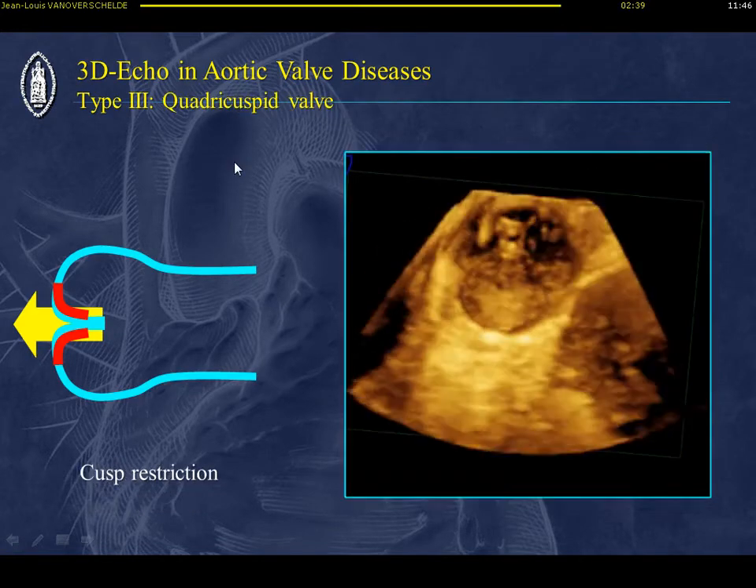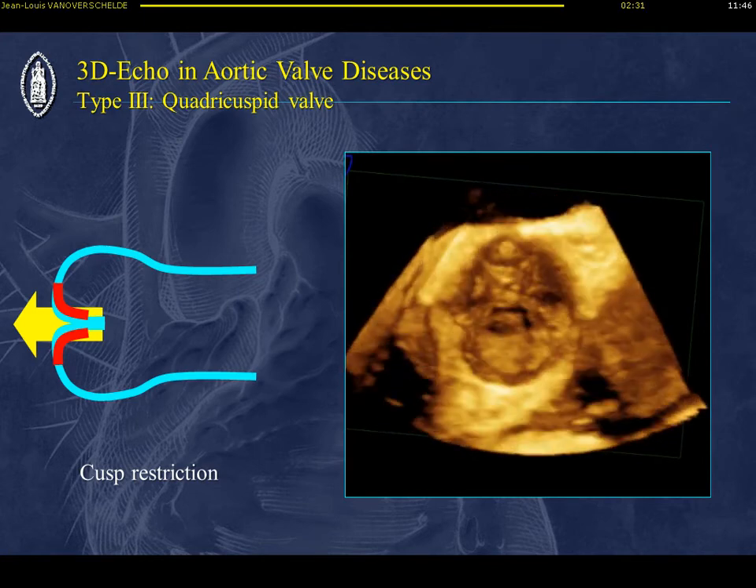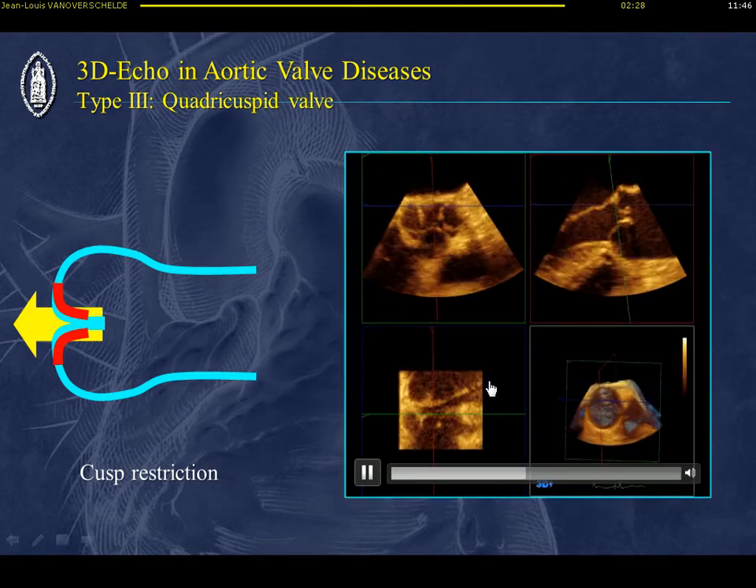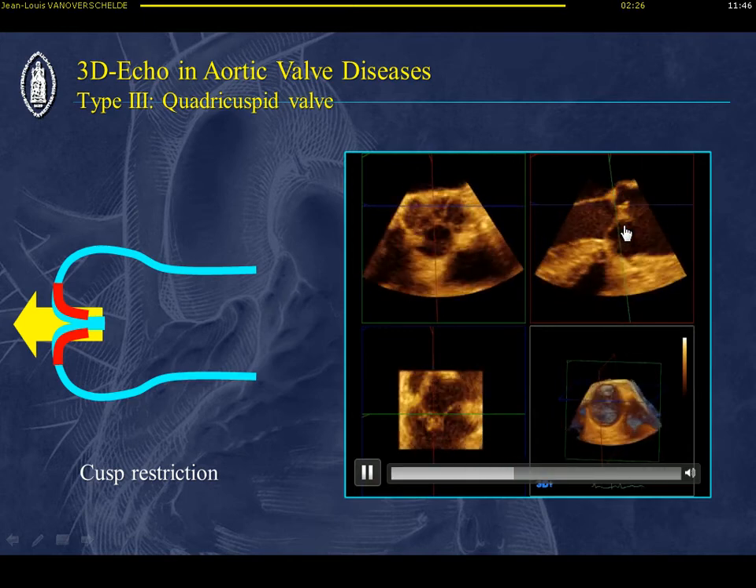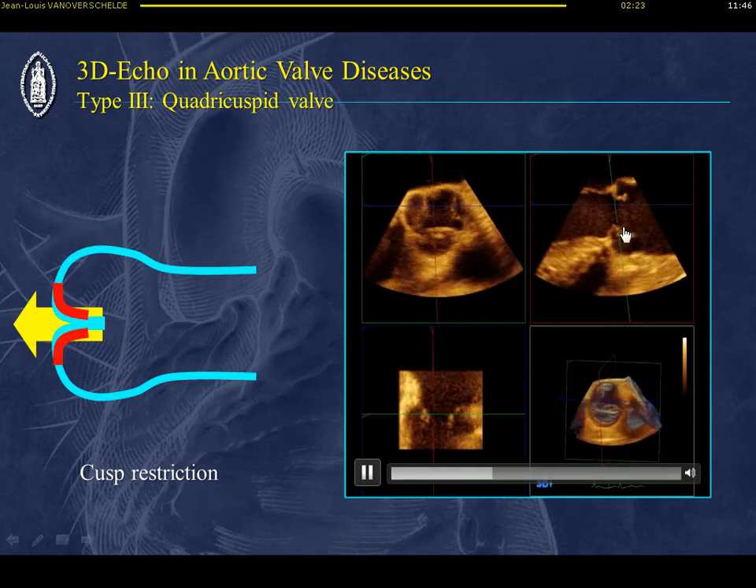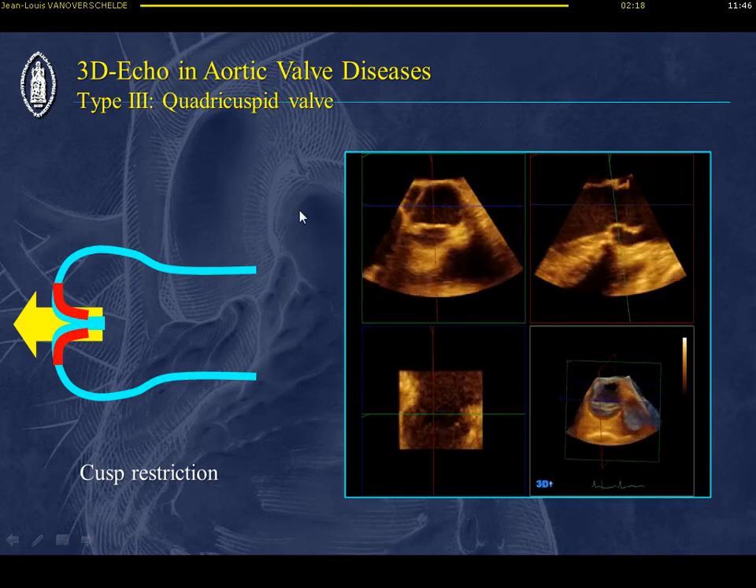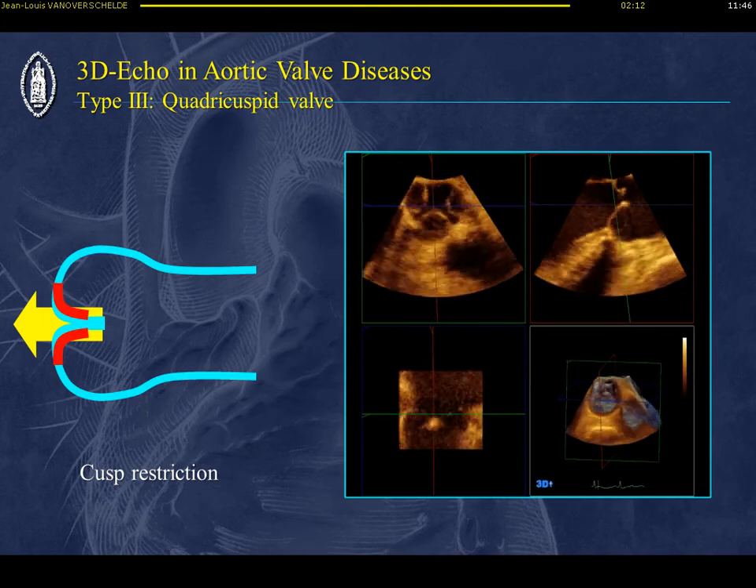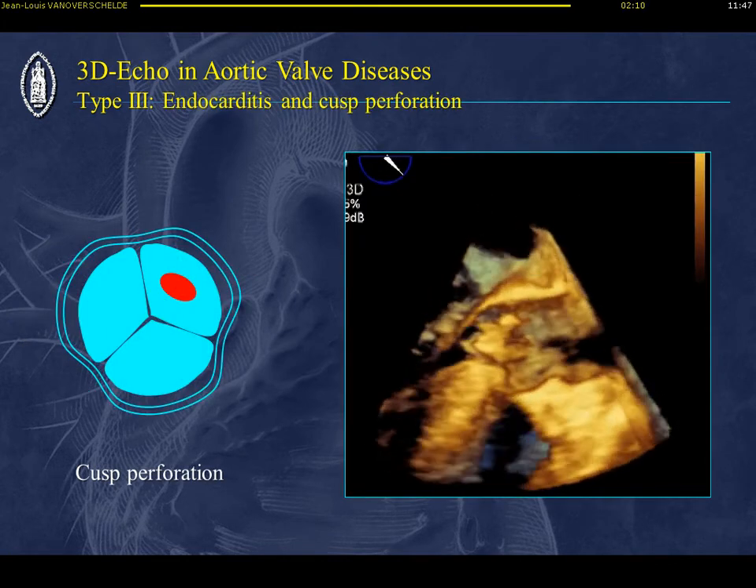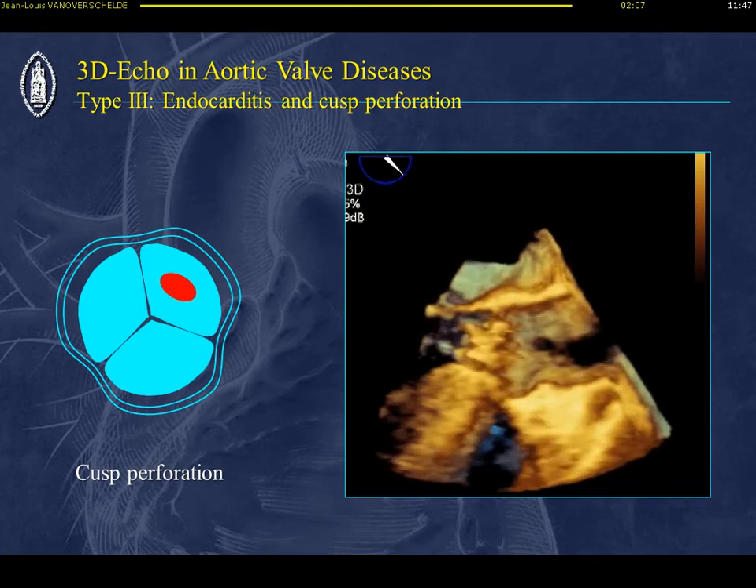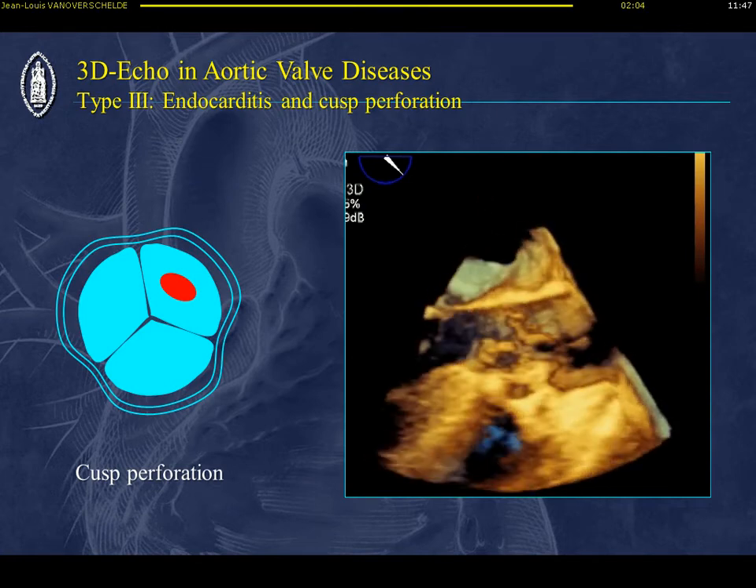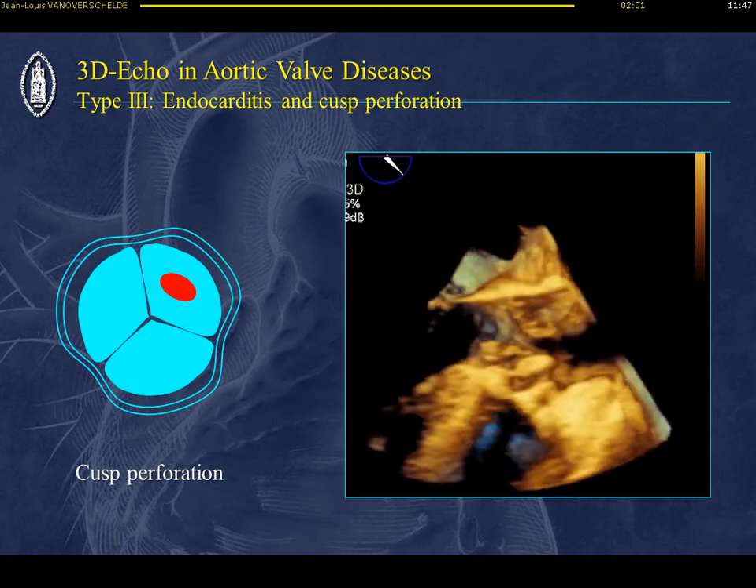Another very easy diagnosis by 3D is the quadricuspid valve, an example of which you see here, which is usually a quite restrictive valve, as you can see from these 2D reconstructions. As you can see, there's a lot of restriction in the movement of these leaflets, and although you have 4 leaflets, they do not coapt very well, not by prolapse, but essentially by restriction, and it is very important to make that assessment. And finally, the destroyed valve by cusp perforation due to endocarditis, but you don't really need to have 3D echo to make that assessment.